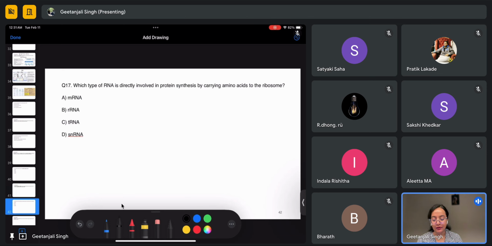Which type of RNA is directly involved in protein synthesis by carrying amino acids to the ribosome? mRNA, rRNA, tRNA, snRNA. Perfect, yes, that is correct. The correct answer is C, transfer RNA. It has the anticodons to the set of codons. It basically carries the different amino acids for protein synthesis. So tRNA is directly involved in protein synthesis by carrying amino acids to the ribosome.